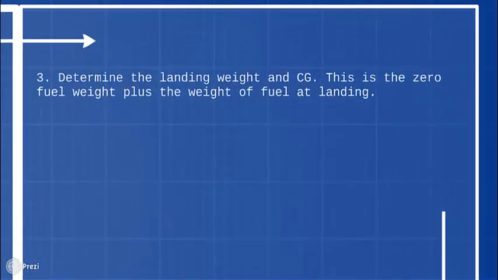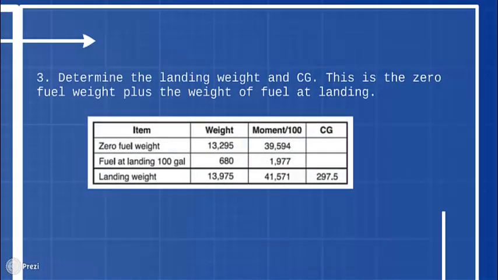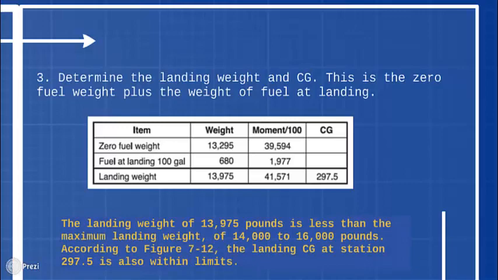Third, determine the landing weight and CG. This is the zero fuel weight plus the weight of fuel at landing. The landing weight of 13,975 pounds is less than the maximum landing weight of 14,000 to 16,000 pounds. According to Figure 7-12, the landing CG at station 297.5 is also within limits.